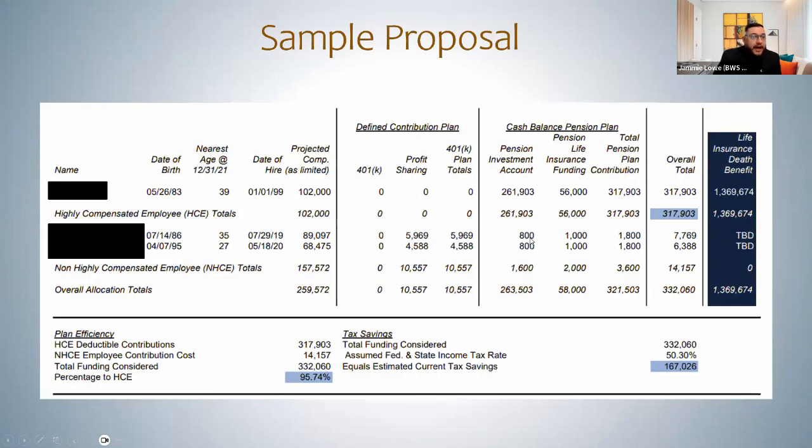Here's another example of how this all would break down. Here we have the main business owner up here. They were 39, paying themselves about $100,000. They're putting away about $317,000 into their pension plan account.